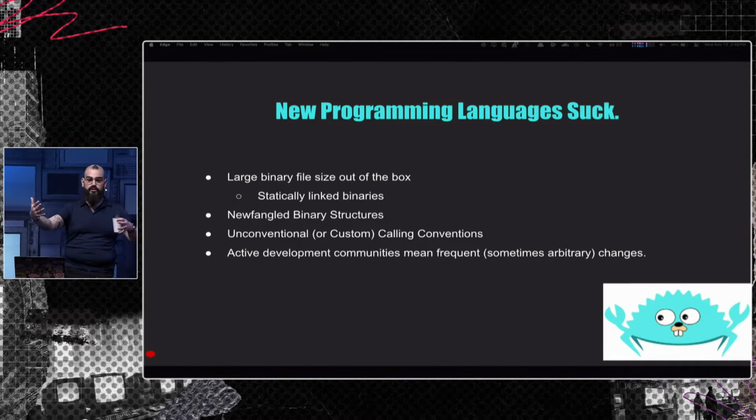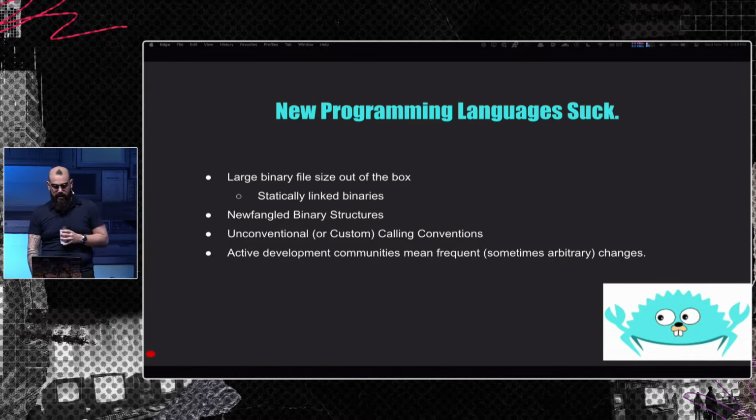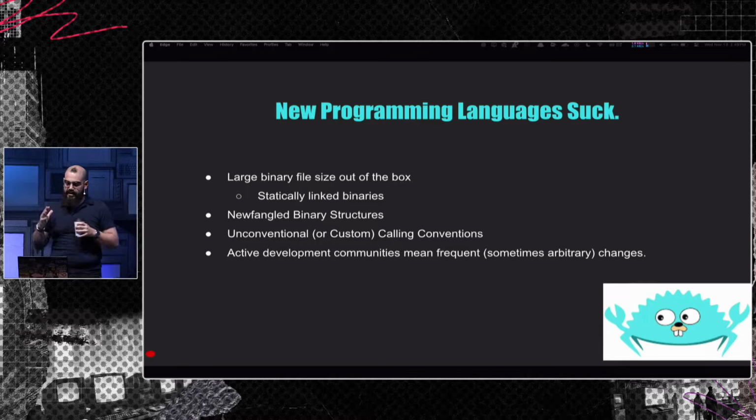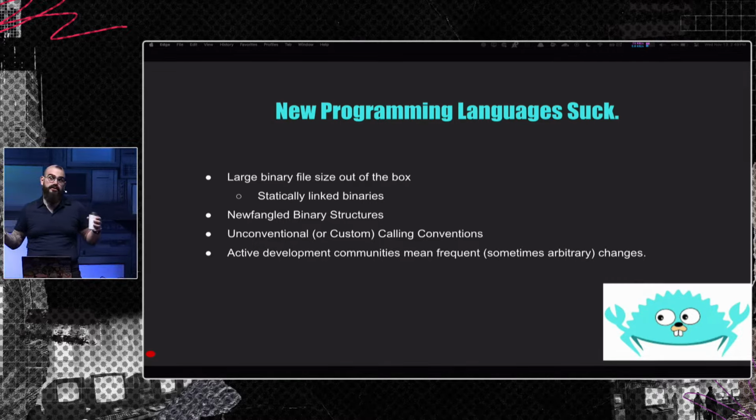I'm sure they're having a wonderful time developing in those things, but most of them, you know, have these massive binaries. They have a ton of statically linked code, these statically linked libraries within the binaries. You have all kinds of different binary structures that people decide to change overnight, unconventional calling conventions, and big active development communities that will just make changes arbitrarily. On a Tuesday, they decided that they wanted to just change how the linker works. So you go, okay, well, here we go.